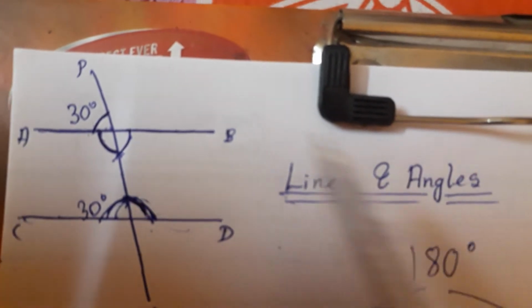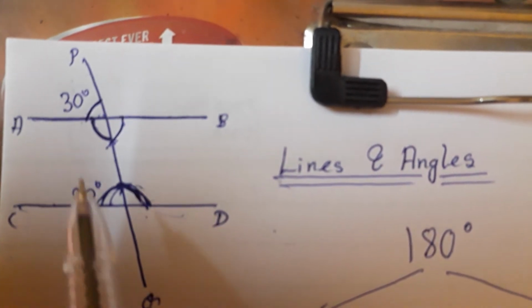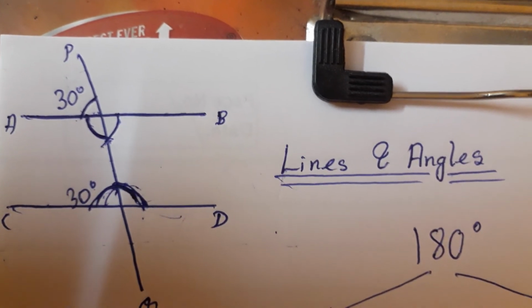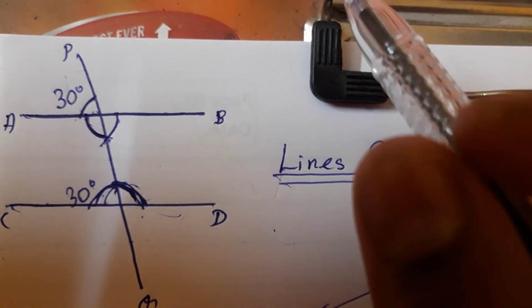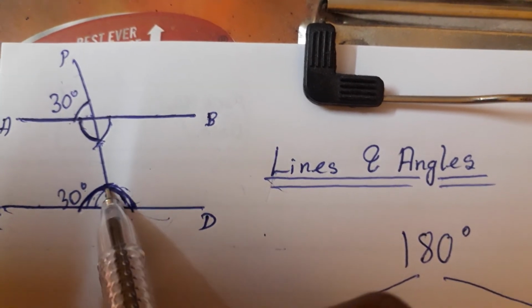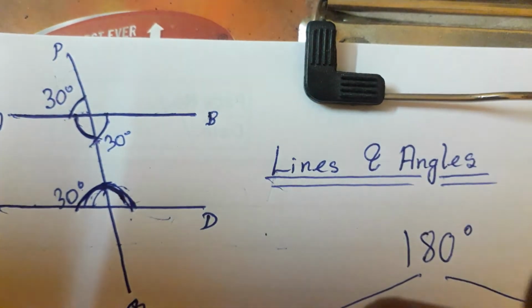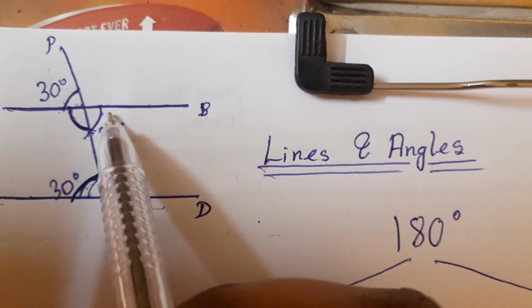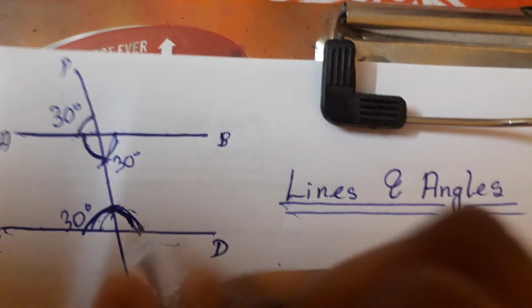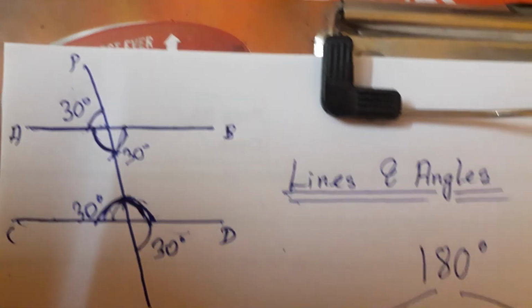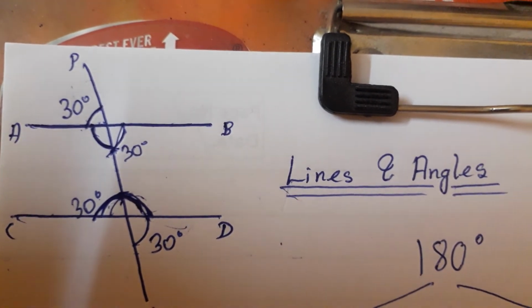Okay, now see, if this is 30, then by corresponding angles we can say that this angle will also be 30. Okay, and if this angle is 30, then by alternate interior angles this angle will also become 30. Yes or no? Yes. Now see, by corresponding angles, if this angle is 30, then this angle will also be 30.